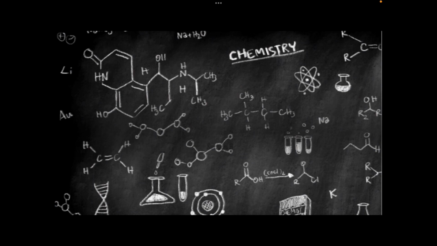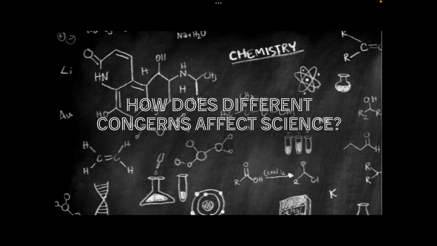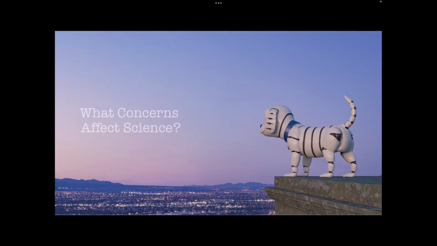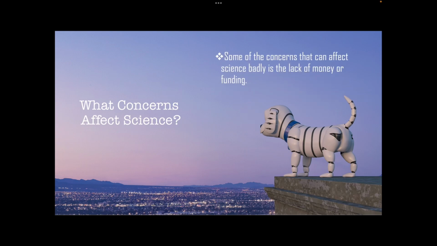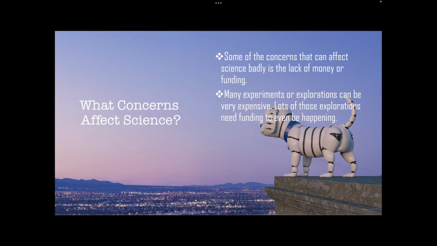And now, the last section. How does different concerns affect science? Section 9. What concerns affect science? Some of the concerns that can affect science badly is the lack of money or funding. Many experiments or explorations can be very expensive. Lots of the experiments and explorations need funding to even be happening.